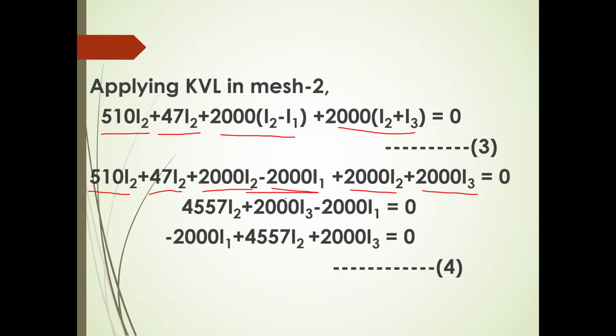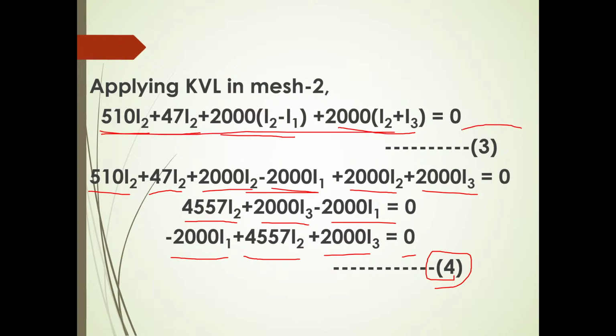If you simplify, you will get 4507 I2 plus 2000 I3 minus 2000 I1. Just write the currents in sequence form. I have rearranged these terms in sequence: minus 2000 I1 plus 4557 I2 plus 2000 I3 is equal to 0. Consider it as equation 4. And the first equation which I wrote here, I have considered as equation 3.